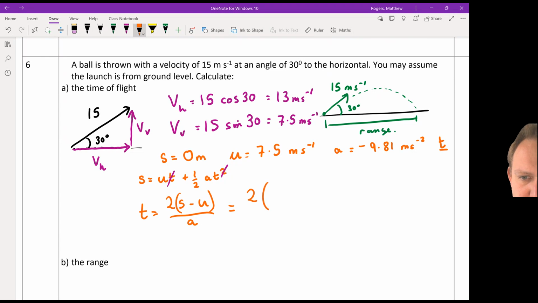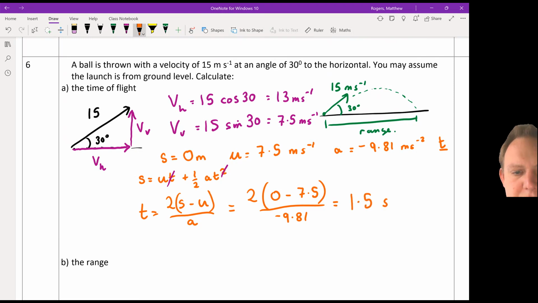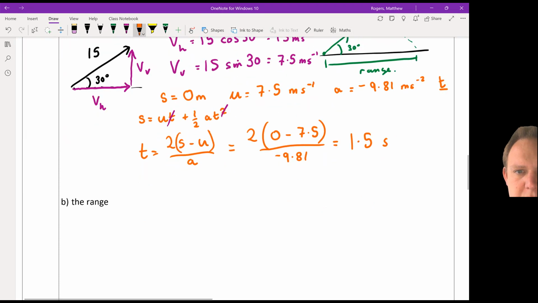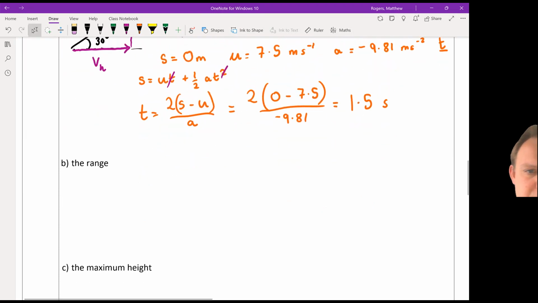This is 2 lots of 0 minus 7.5 divided by minus 9.81. So that's minus 15 divided by minus 9.81, which gives me a time of flight of 1.5 seconds. So two significant figures.